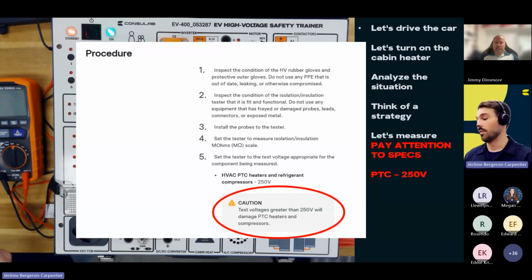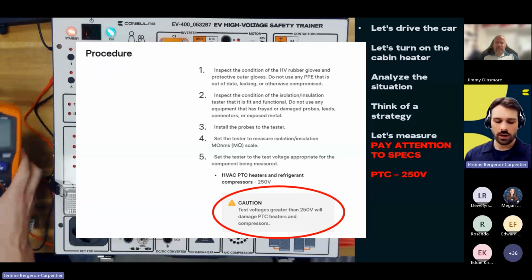So for example, if the PTC was good, but we're still doing some tests at, let's say, 1000 volts, we can also create another problem. We can just fry the component, and now it's bad and we need to replace it. So we need to pay attention to those specs.